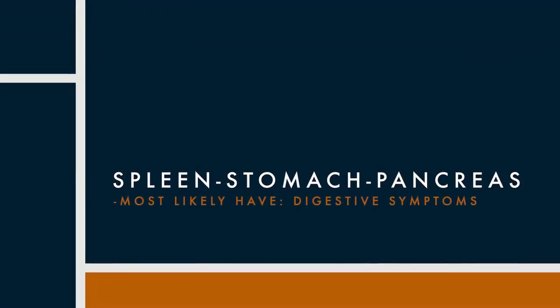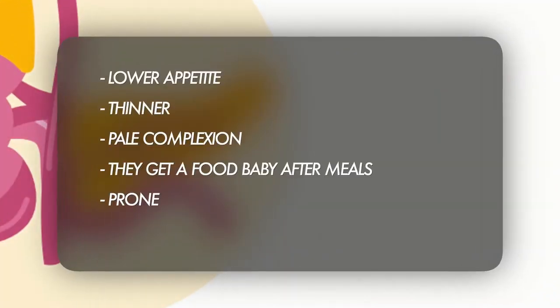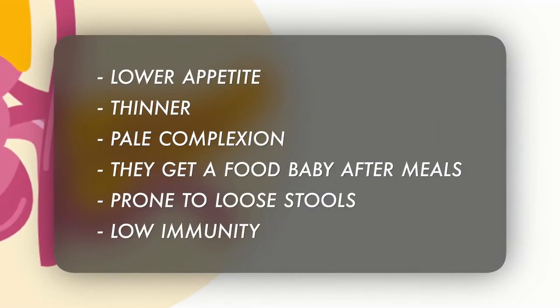Now, when we're talking about this diagnosis of spleen qi deficiency that is very commonly diagnosed by acupuncturists, a lot of what we're seeing is that the symptoms primarily revolve around the digestive system. Like the textbook person with this kind of diagnosis typically has a bit lower appetite. They typically are thinner, more.